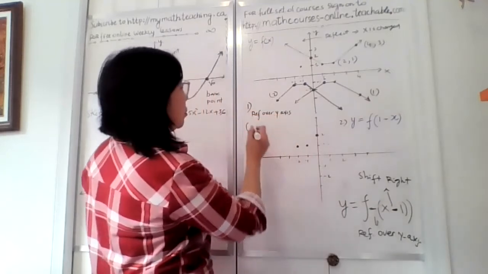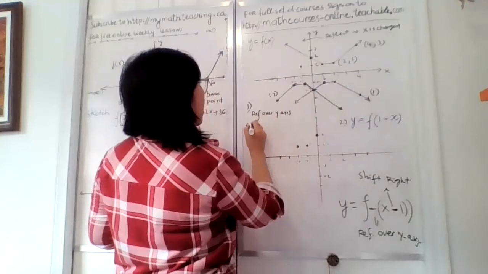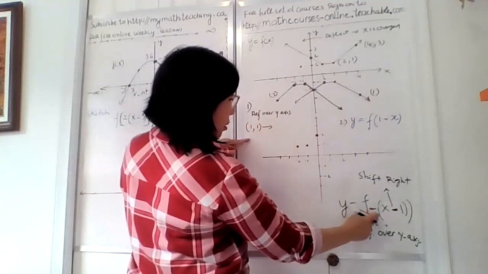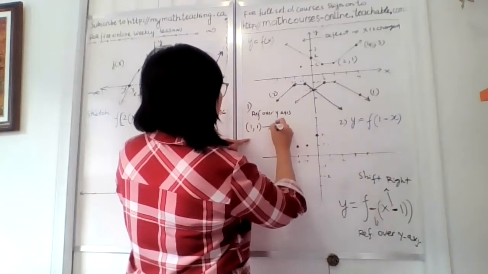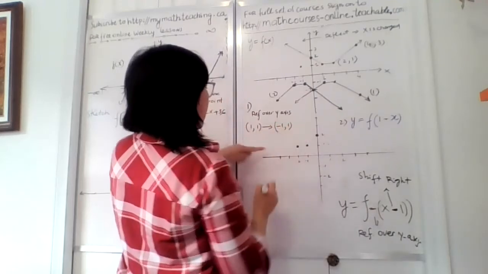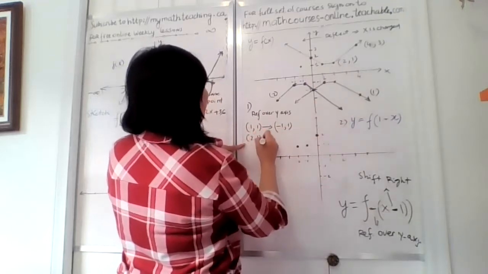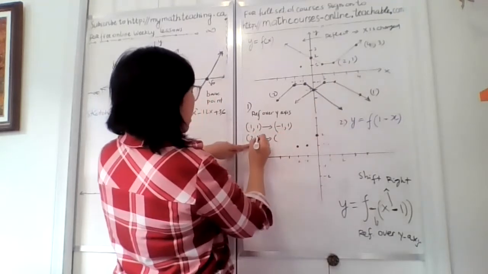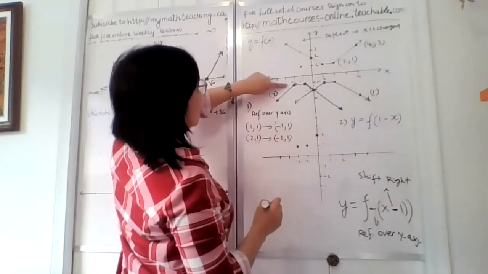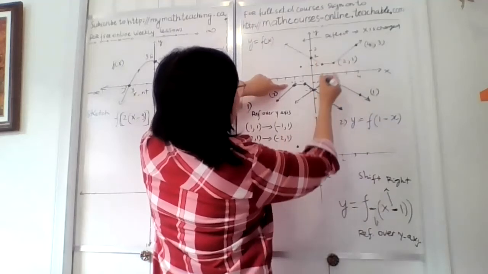Okay, now another thing you can do, you can try like this. If this point is (1, 1), when you reflect over the y-axis, the x will change, so that will become -1. The y stays the same, 1. Another point here is (2, 1). When you reflect over the y-axis, the x will change, so it is (-2, 1). So (-2, 1). What else do we need?